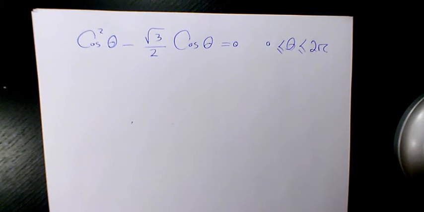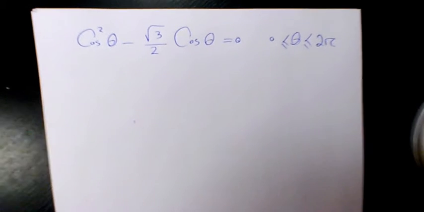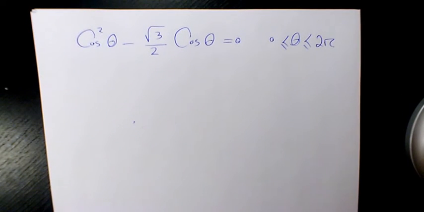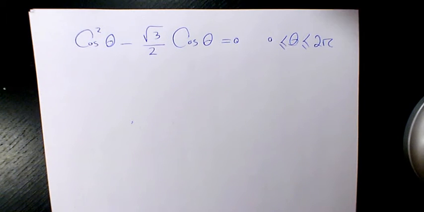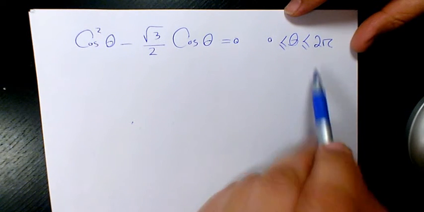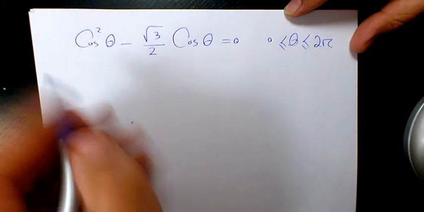Welcome to another video. In this video I want to show you how to solve this trigonometric equation, which is cosine squared theta minus root 3 over 2 cosine theta equals 0, and theta is between 0 and 2 pi. I want to solve this trigonometric equation.